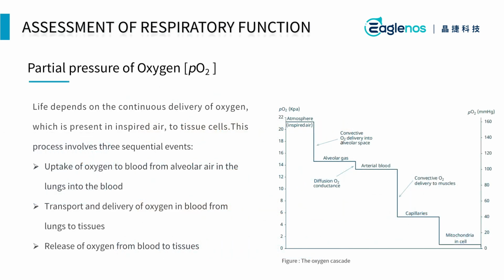One of the most important functions of blood gas analysis is assessing respiratory function. This process can be broken down into 3 key events, each of which plays a critical role in ensuring that oxygen is effectively delivered to the tissues.